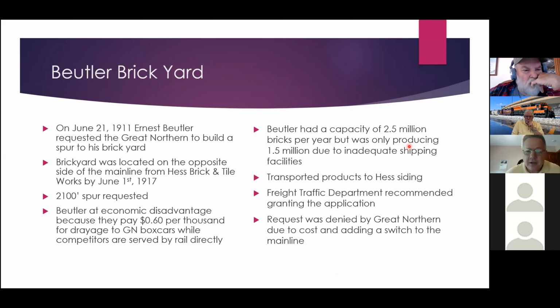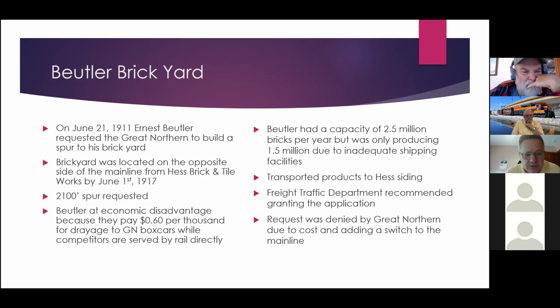The next controversy that came up was the Butler Brickyard. All the way back on June 21st, 1911, Ernest Butler requested the GN build a spur to his brickyard. His brickyard was located just on the opposite side of the main line from the Hess Brick and Tile Works, and they requested a 2,100-foot spur.